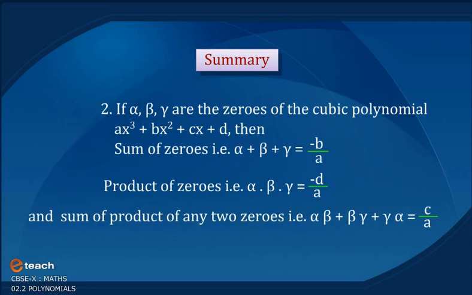2. If alpha, beta and gamma are the zeros of the cubic polynomial ax cube plus bx square plus cx plus d, then sum of zeros, that is, alpha plus beta plus gamma is equal to minus b upon a. Product of zeros, that is, alpha beta gamma is equal to minus d upon a. And sum of product of any two zeros, that is, alpha beta plus beta gamma plus gamma alpha is equal to c upon a.